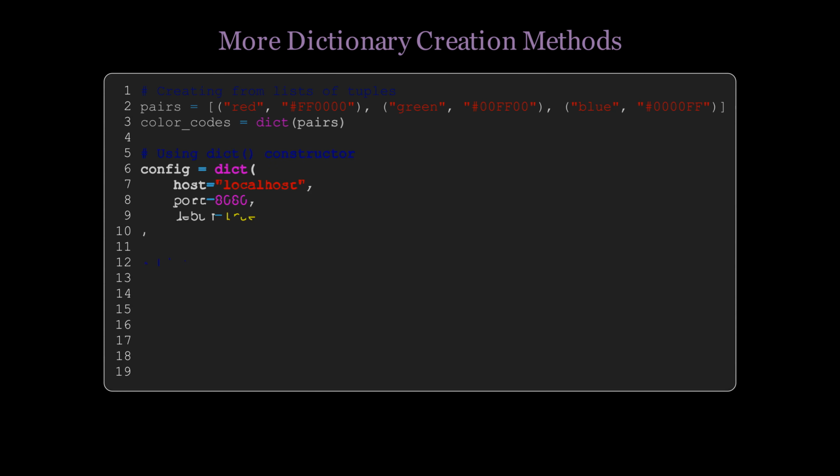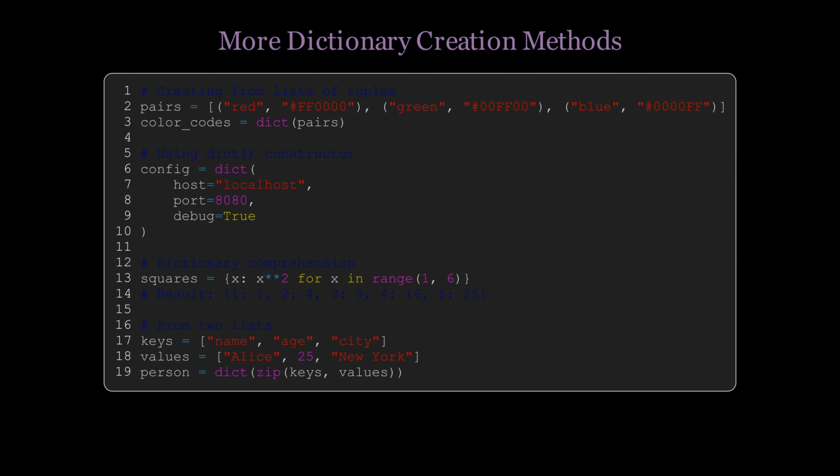Python offers several other ways to create dictionaries efficiently. You can create dictionaries from tuples. Use keyword arguments with dict. Use dictionary comprehensions for dynamic creation. Or combine two lists with zip.